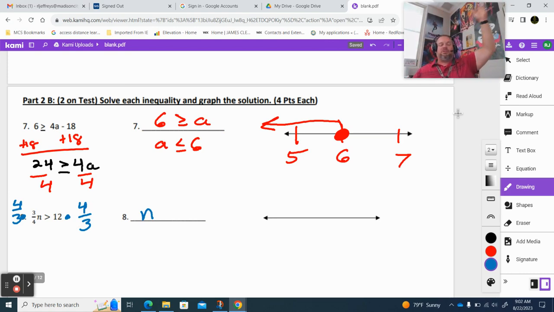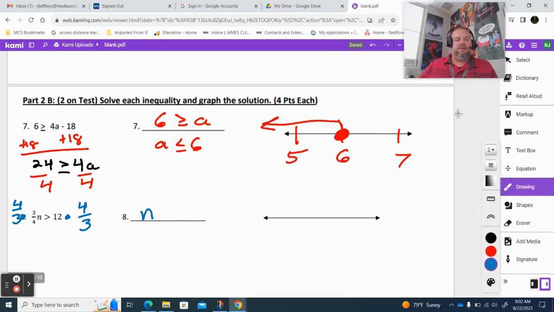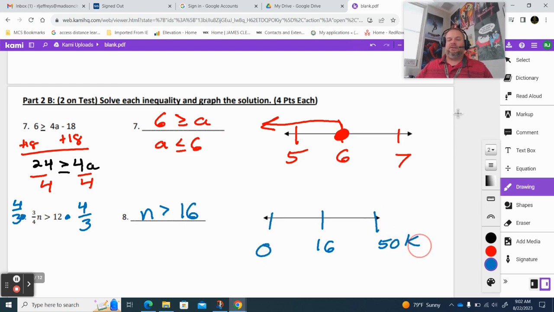All right, so you can multiply by the flip form, or you can multiply by 4, divide by 3. It's going to be the same thing. All right, so 12 times 4 is 16, divided by 3. What the heck is this symbol? Okay, 4 times 12 is 48. 48 divided by 3 is 16. Okay, so here's 16, here's 0, and here is 50,000. Okay, so what type of circle at 16? Open. Going which way? To the right.